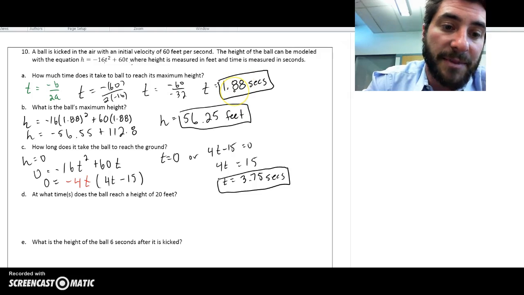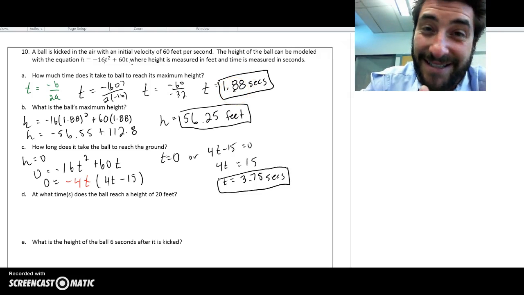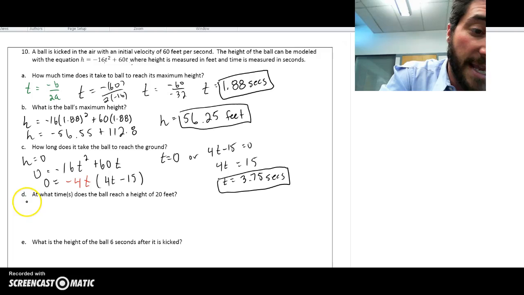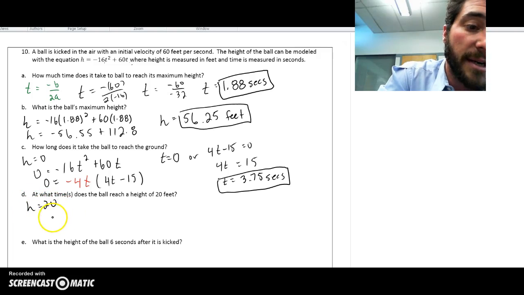At what times does the ball reach a height of 20 feet? This is the toughest one. This is when does h equal 20? So plug in 20 into your equation.